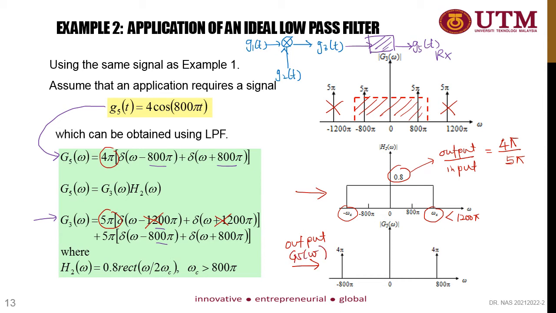So how about the equation of the filter? You can see the rectangular shape here. Your H(omega) in this case is equal to the magnitude 0.8 times rect(omega over 2 omega C). Don't forget to define the range of omega C. Omega C must always be larger than 800 pi but lower than 1200 pi.